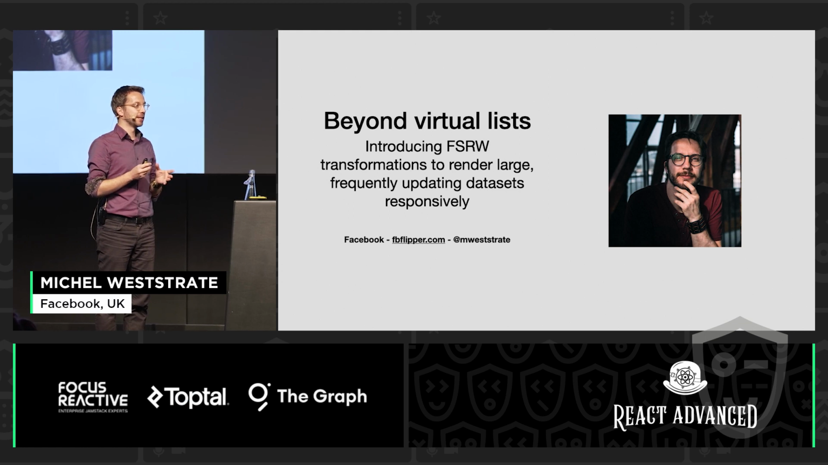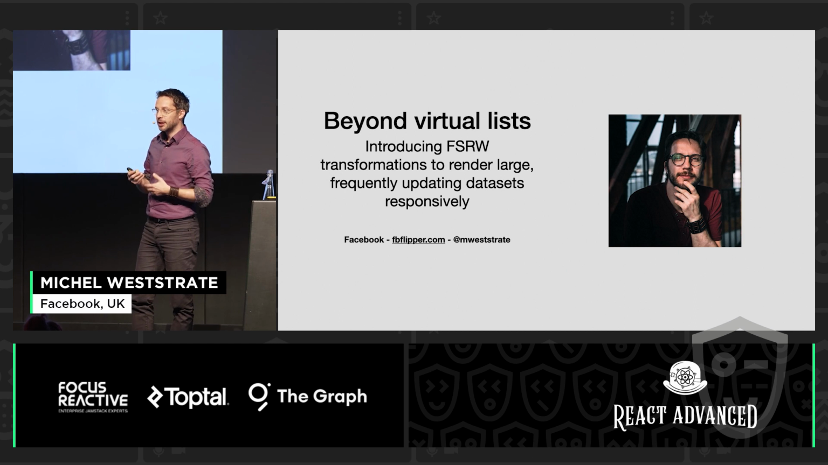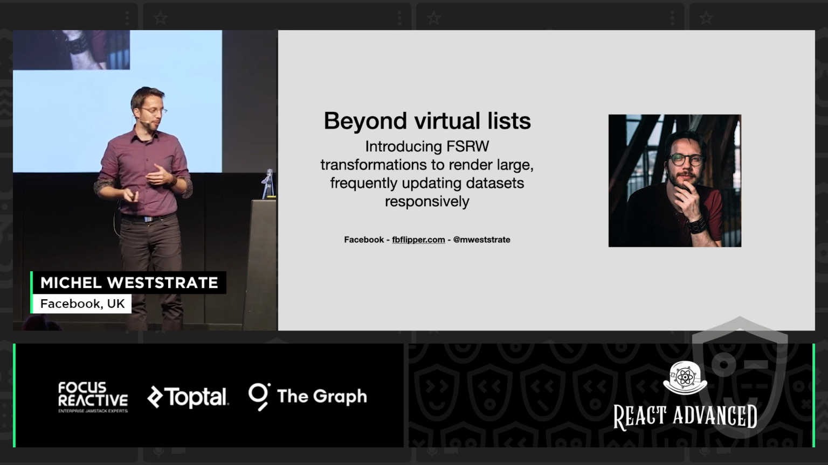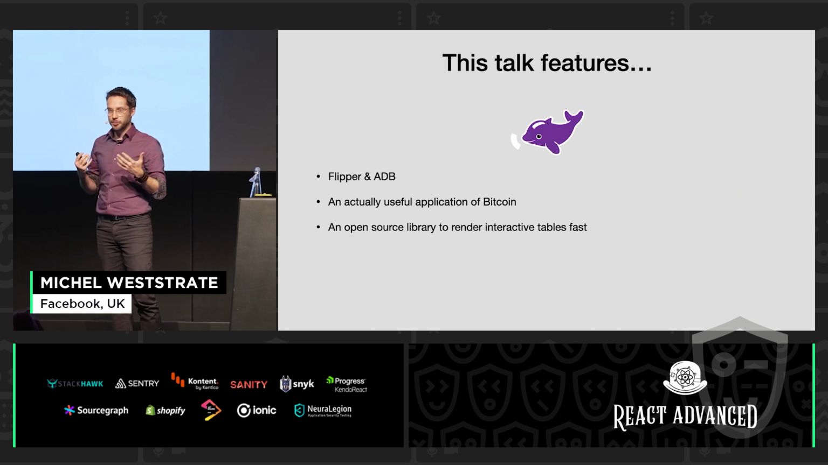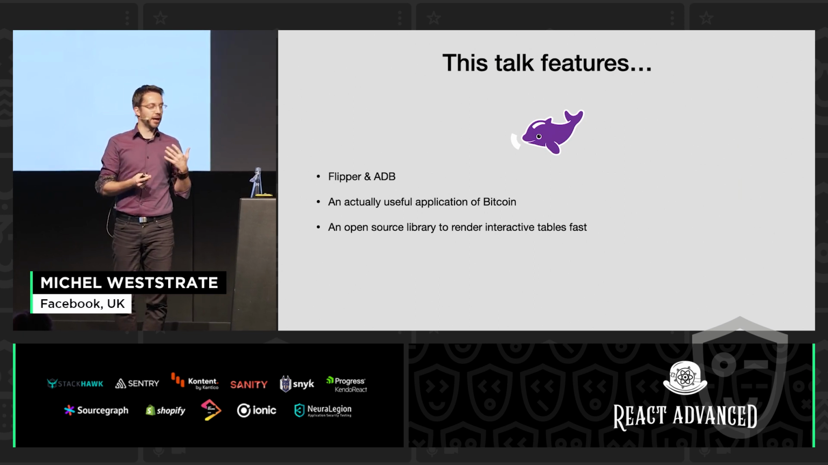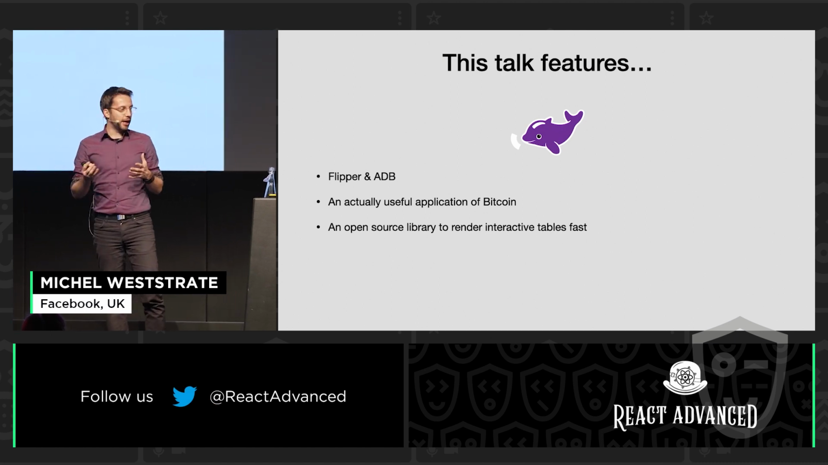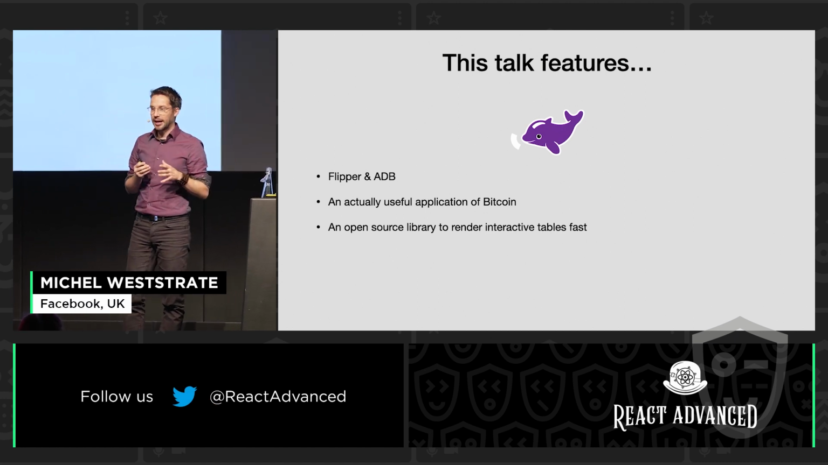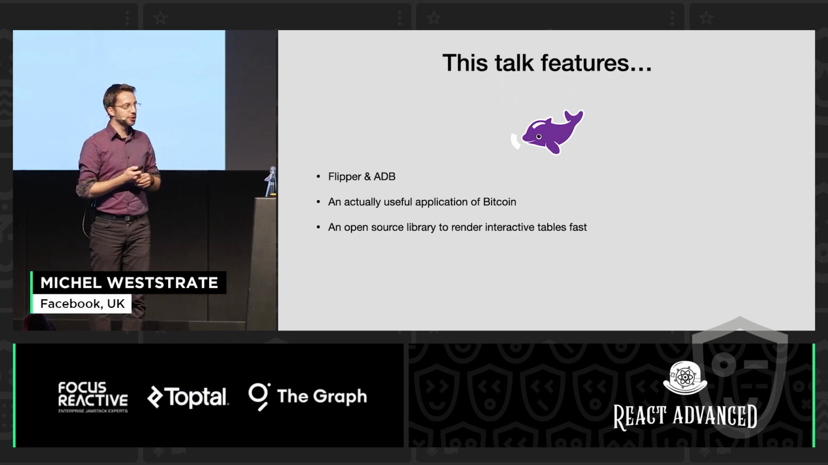I'm currently working on a project called Flipper, which is an open source debugging platform used primarily by mobile developers. And I'm going to talk about how to optimize rendering of really big tables. In this talk, I'll feature a little bit about Flipper, I'll find an actual useful application of Bitcoins, and I will show you an open source library.